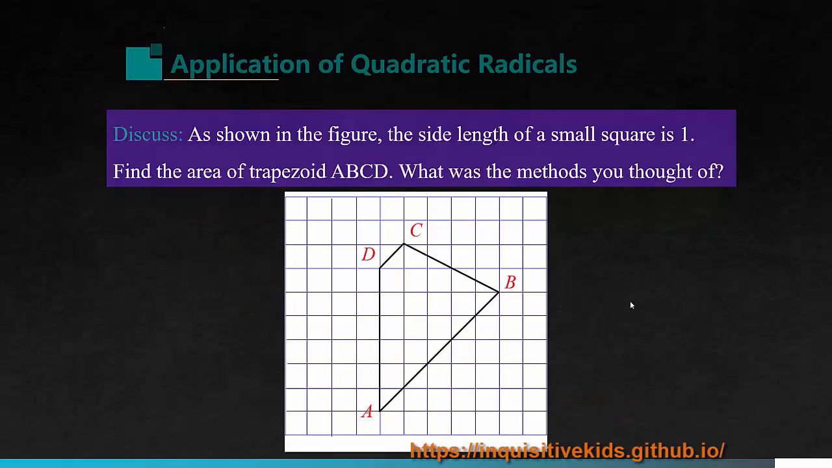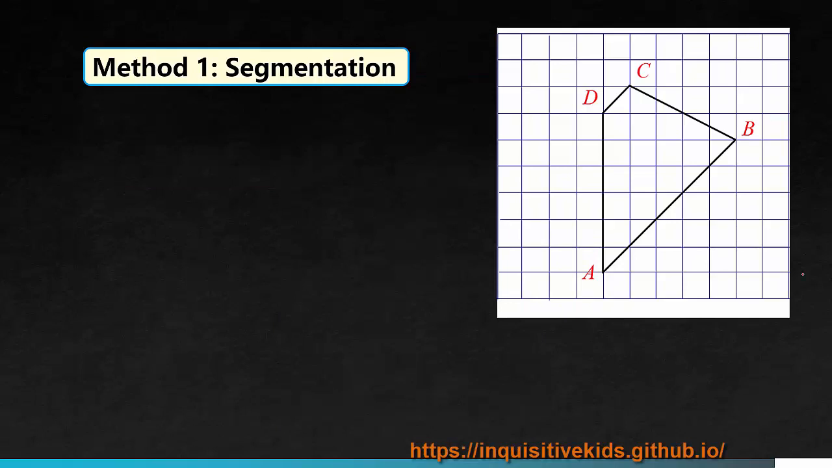As shown in the figure, the side length of a small square is 1. Find the area of trapezoid ABCD. What were the methods you thought of? Now we're going to dive into a little bit more about application of quadratic radicals. In the previous practice problems, we learned how to simplify expressions, but now we're going to apply this into geometry and other types of math problems. There are multiple methods to do this as well.